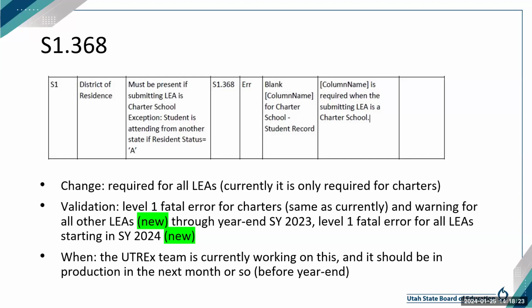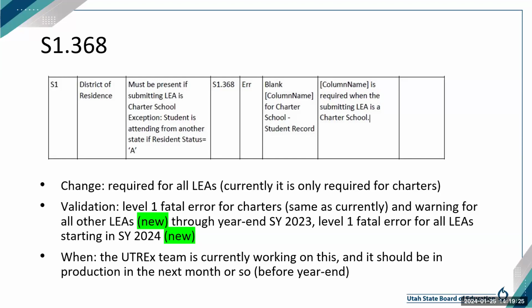The first validation on the student record is S1.368. Currently, this is a required field, but only for charters. As has been announced previously, the change will be that it will be required for all LEAs. It's not currently in production. I know there were a couple times in the past few months where it went out, and districts saw a bunch of errors, but that was by mistake. It will not be a fatal error for districts until next school year, after July. We do want it triggering by year end for everybody, but it will only be a warning.